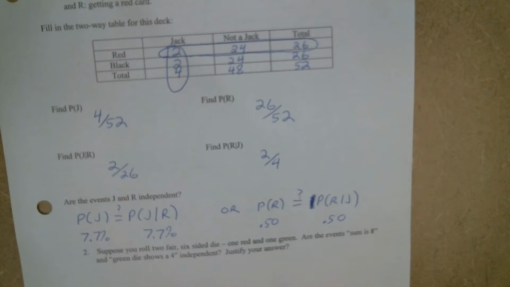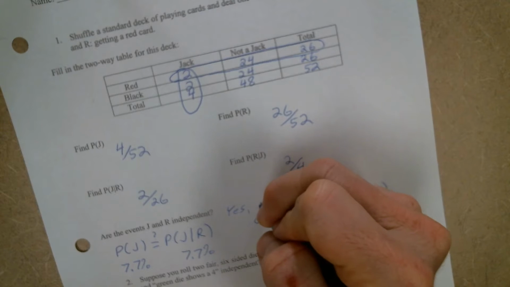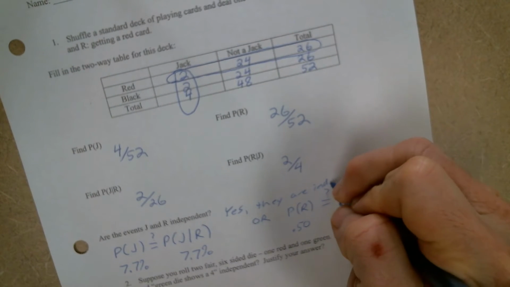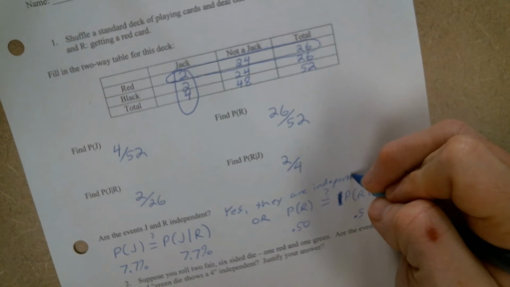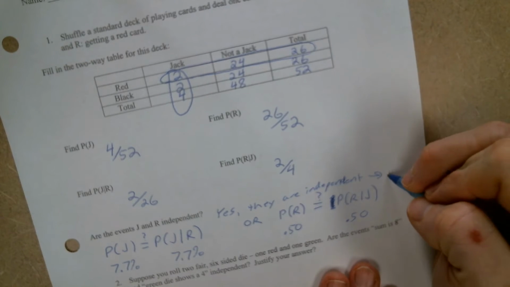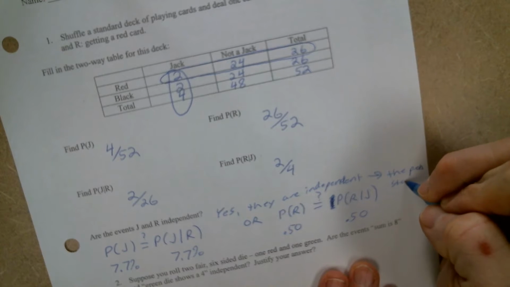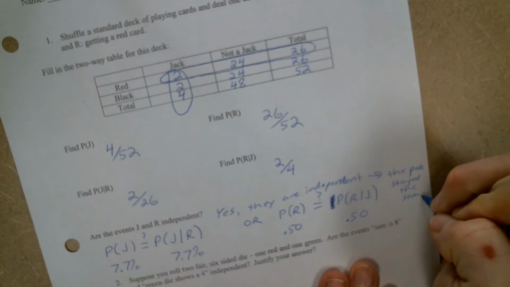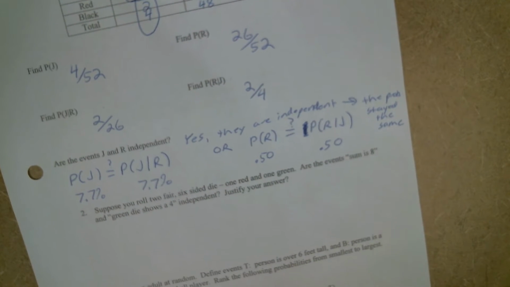Probability of red given jack is 2 out of 4, 0.5. So in this case, yes, they are independent. Independent. All right. The probabilities stayed the same. All right, so here's an example where the events are independent.